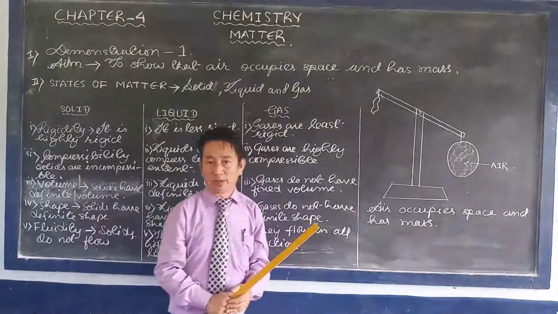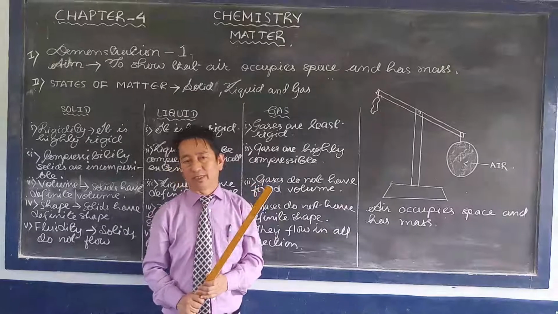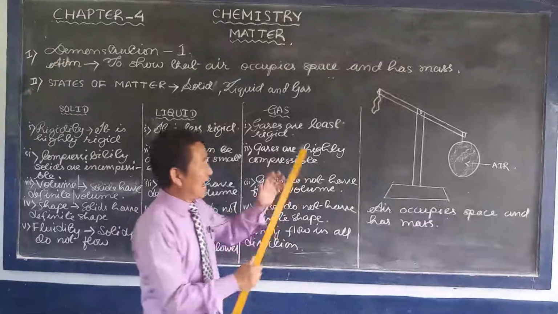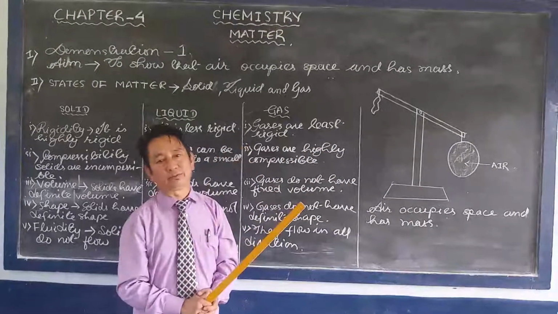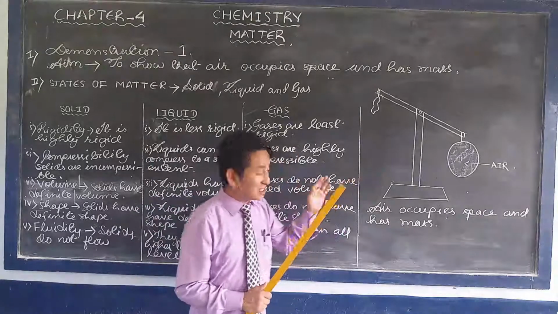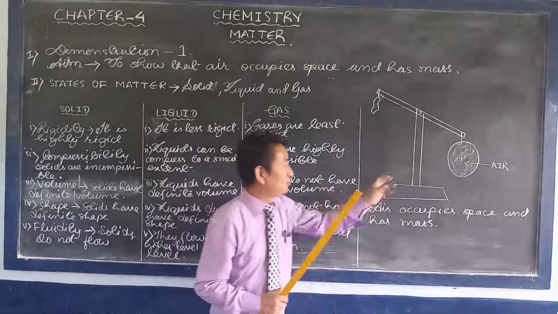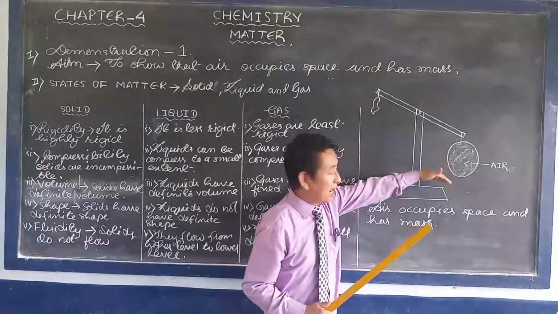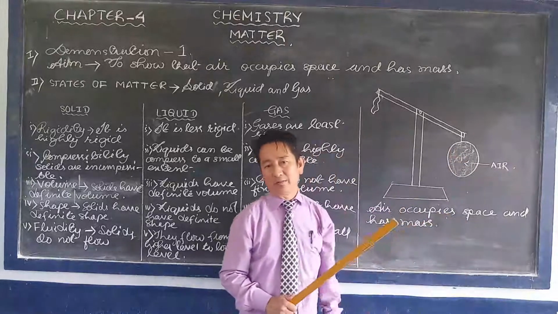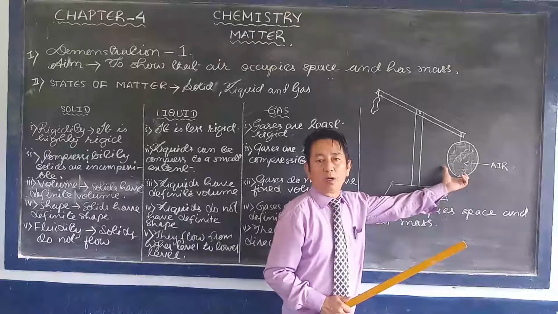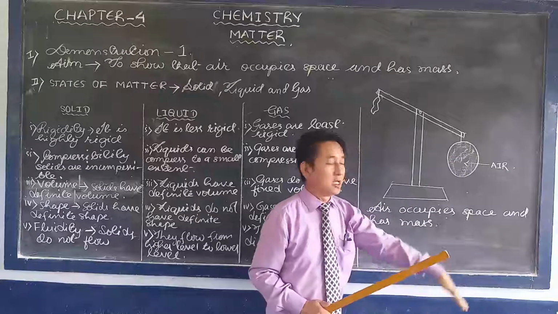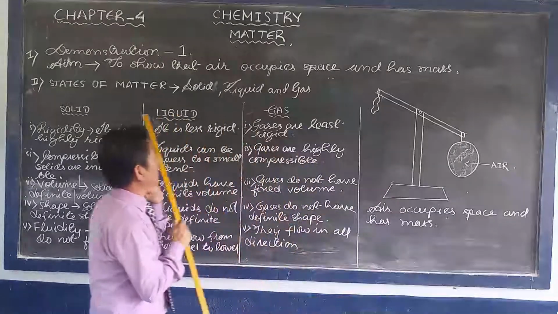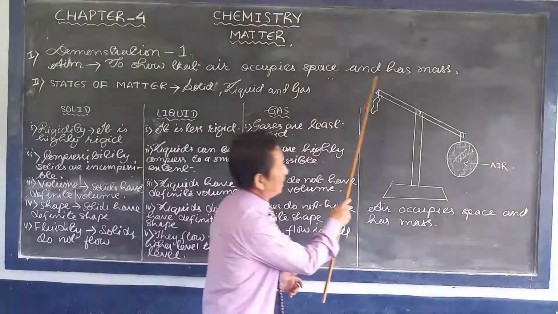Now tie these balloons to the 2 ends of this scale. The next step, try to balance the scale on a flat surface from the middle. What will you observe? The scale tilts towards the side of the balloon filled with air. This shows that this balloon has more mass and weight, so it tilted towards the balloon which is filled with air. And this shows that air has mass. Through this experiment we prove that air occupies space and has mass.